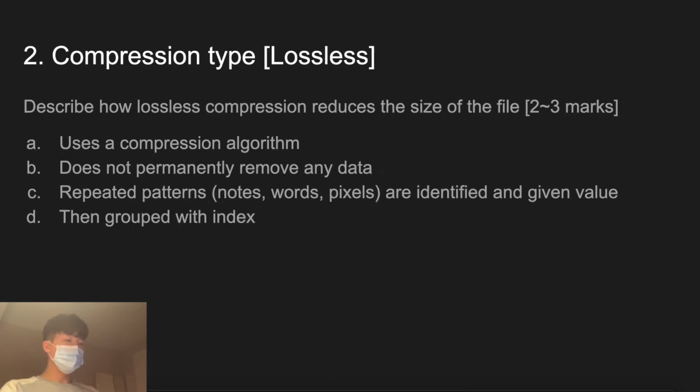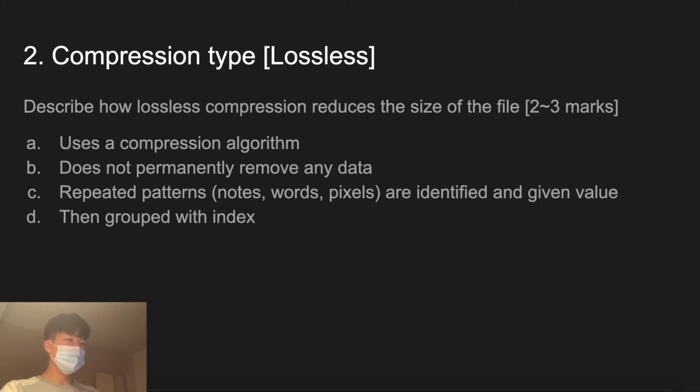Second area of this section of IGCSE is compressions. There are mainly lossy compression and lossless compression, as you have learned in class. First question of the compression section is the definitions of each compression. So for example, the question comes like this, and it asks, describe how lossless compression reduces the size of the file. So lossless compression uses a compression algorithm.